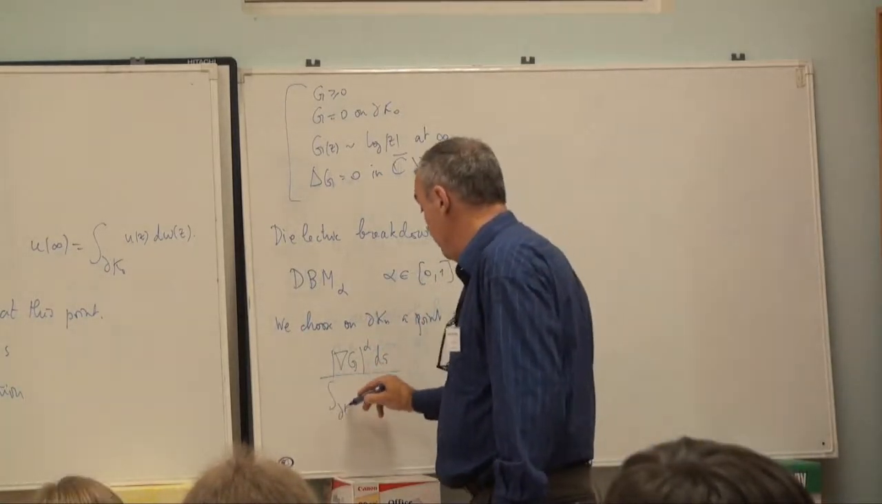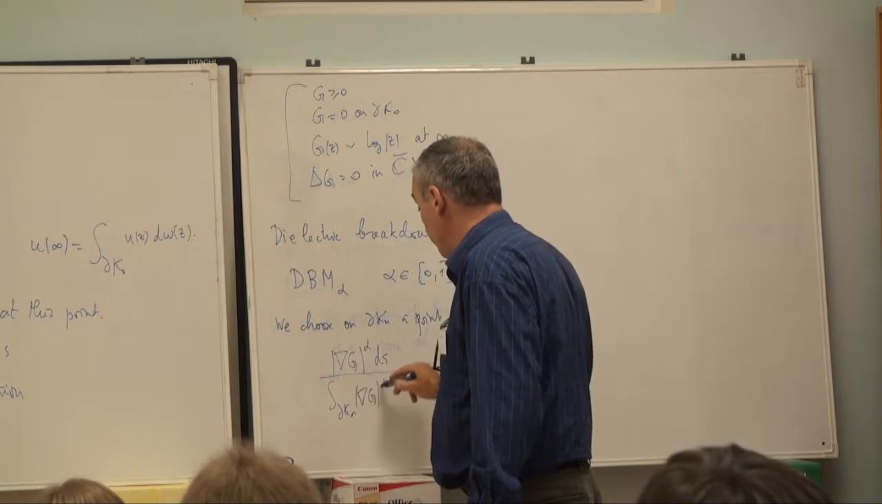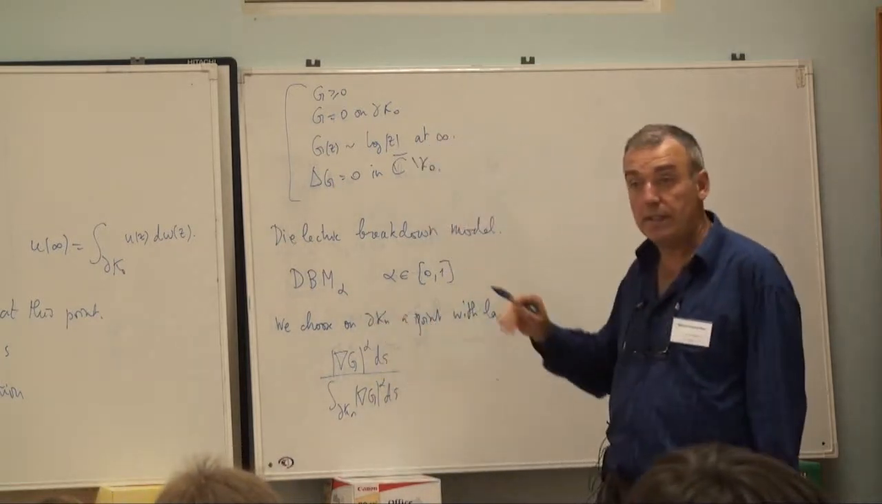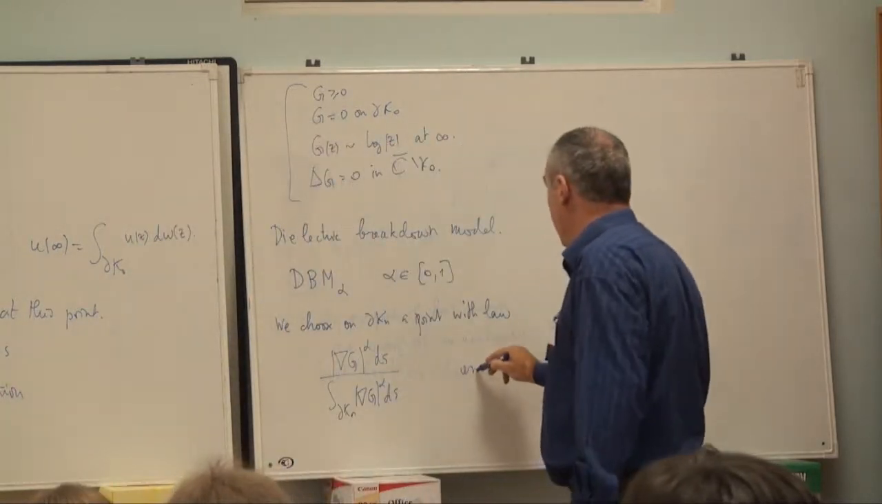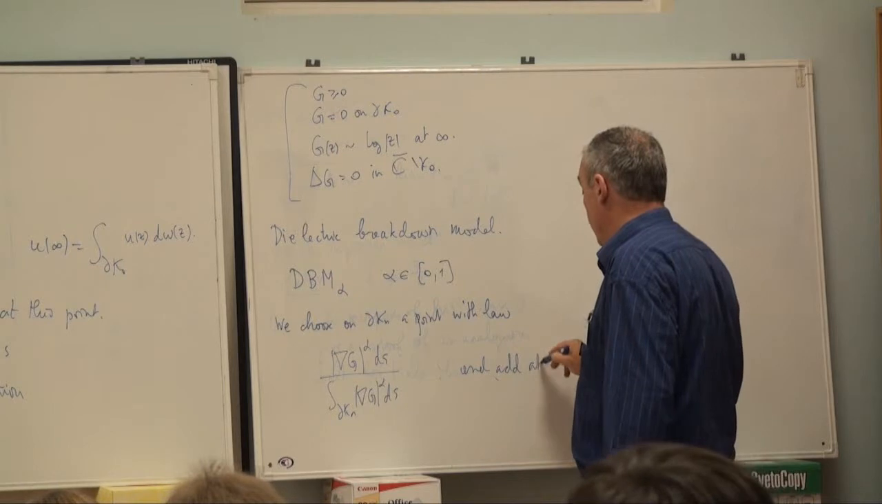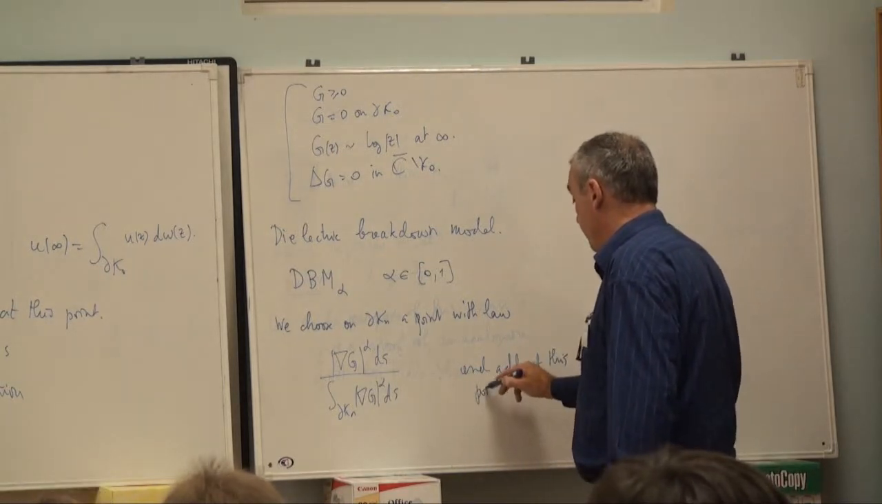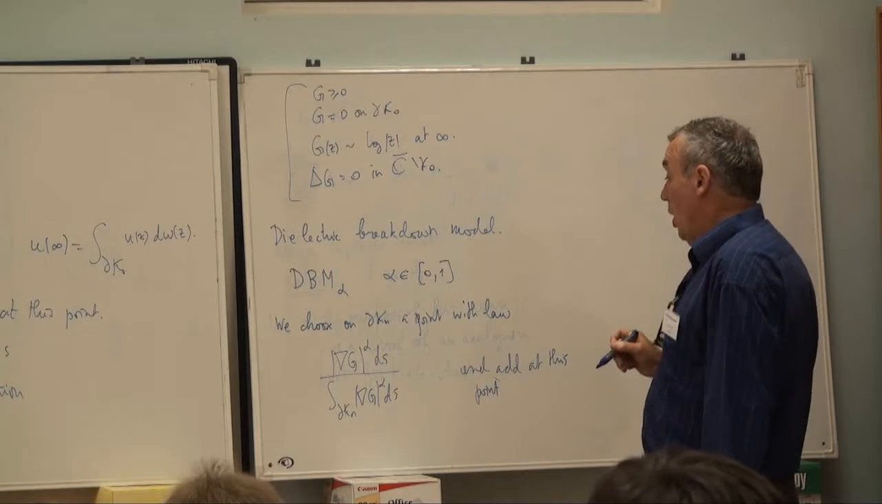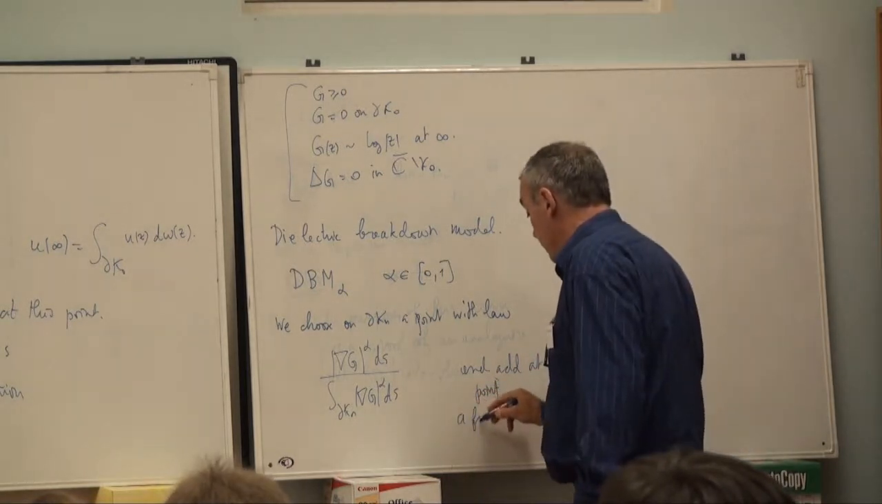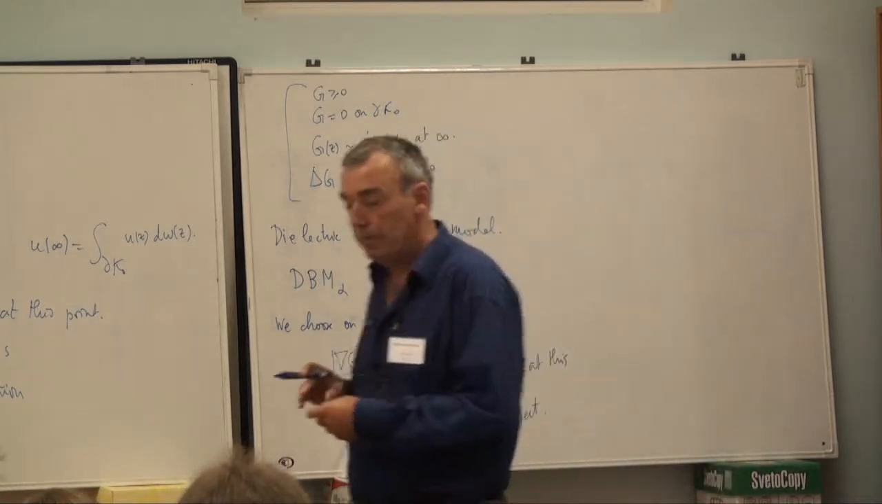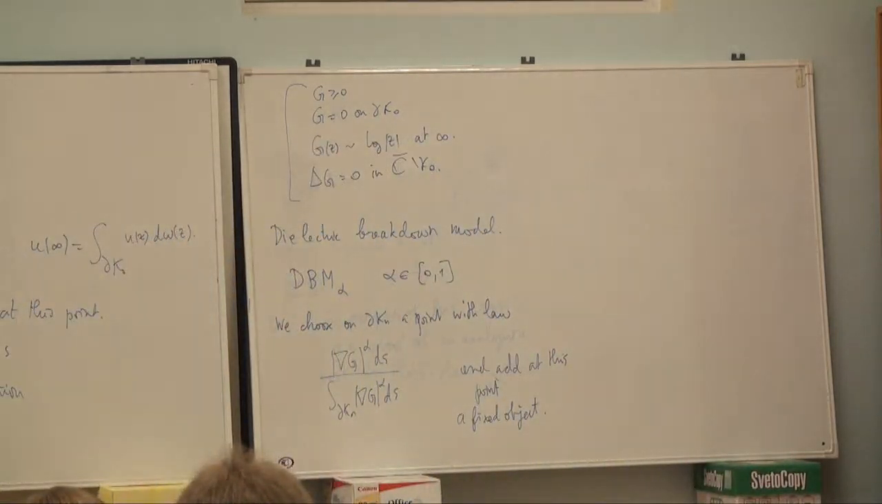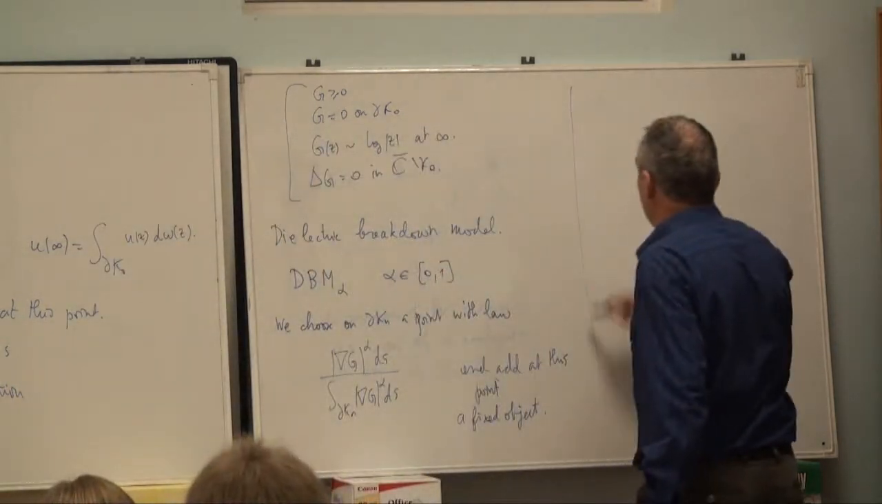So we take this as a law, and we add at this point a fixed object. Okay. So what happens when alpha equals 1? Of course, this is DLA. This is off lattice DLA.